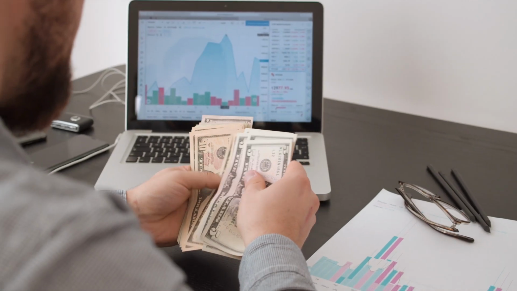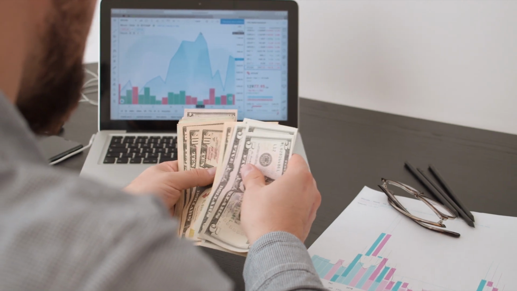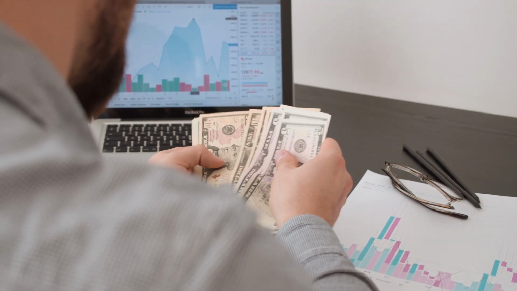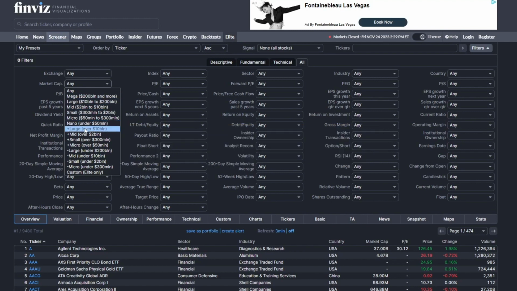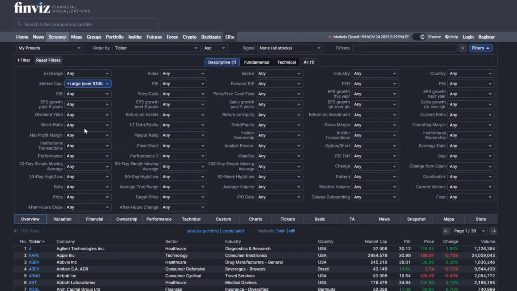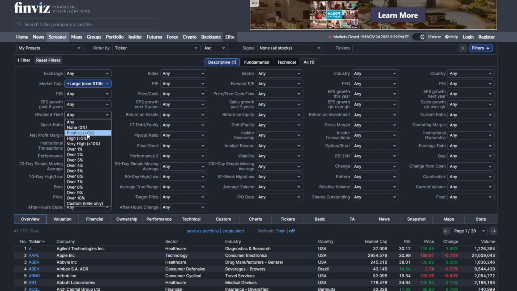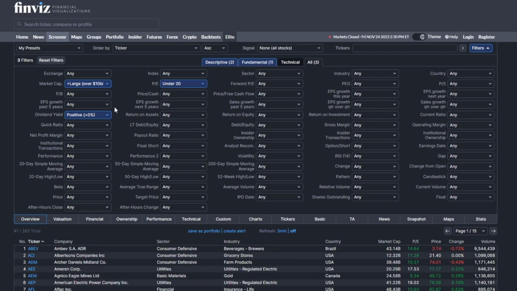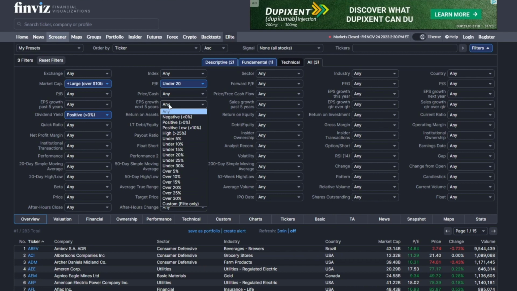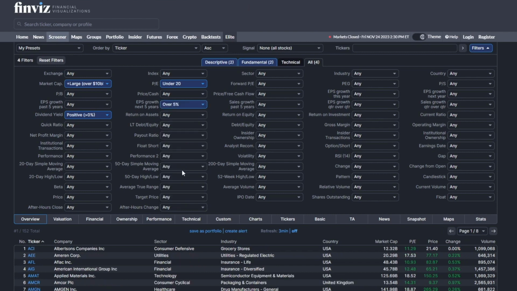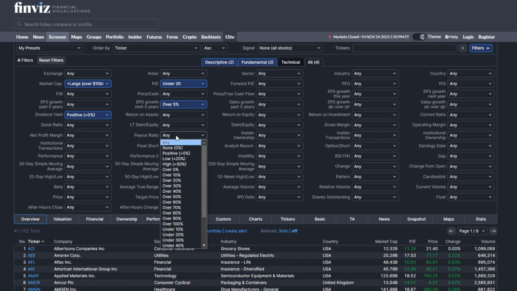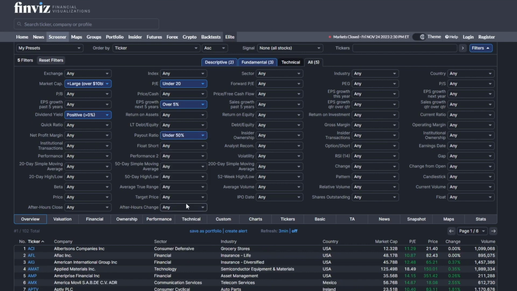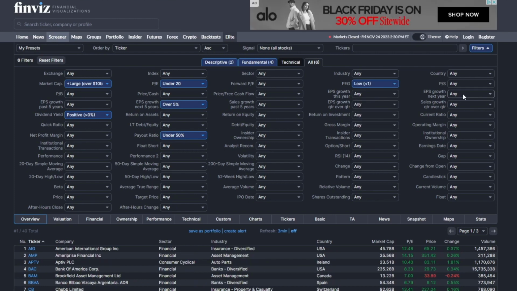The next filter we're going to be going over are stocks that are looking to maybe find higher highs that also pay dividends. We're going to start by making the market cap over 10 billion. We're going to make the dividend yield positive. We're going to make the PE under 20. We're going to make the EPS growth over the next 5 years over 5%. We're going to make the payout ratio under 50. We're going to make the PEG low, and the EPS next year, we're going to make that over 5%.